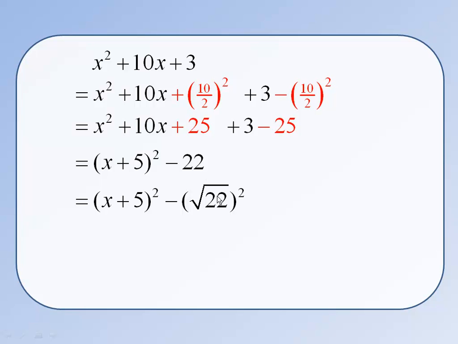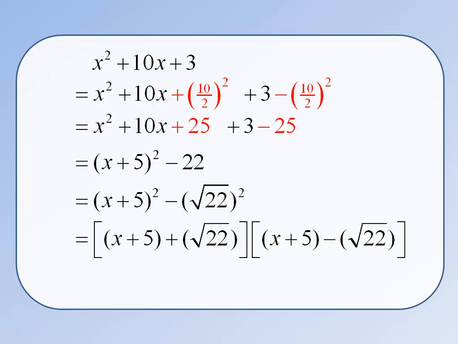The 22 is simply re-represented as being the square root of 22 all squared. So now we have something squared minus something else squared. And we're able to apply the difference of two squares rule to factorise further. So we have in our first bracket x plus 5 plus the square root of 22. And in our second bracket, x plus 5 minus the square root of 22.